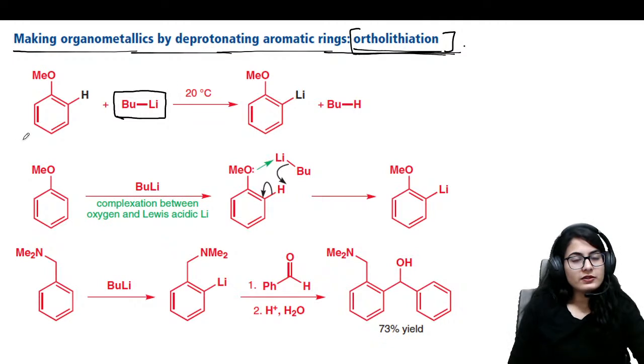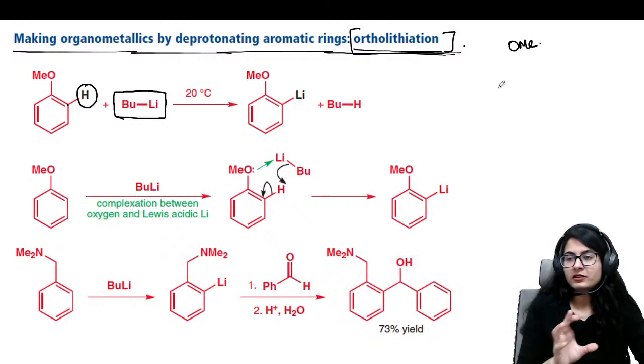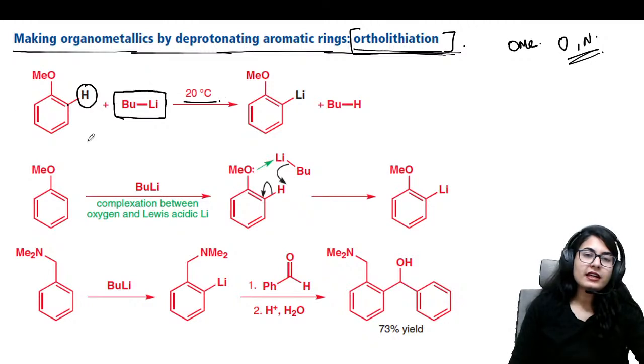So, using butyl lithium, you can actually remove the proton which is on the ortho position of a polar group. The group has to be polar. Usually, maximum times you are going to get a methoxy or oxygen or nitrogen based group, and most of the times oxygen, because oxygen and lithium binding is very strong, right? Yes. So at 20 degree centigrade, butyl lithium is going to do ortholithiation.